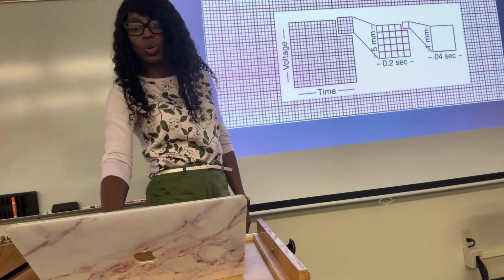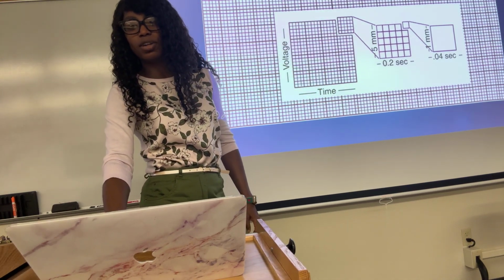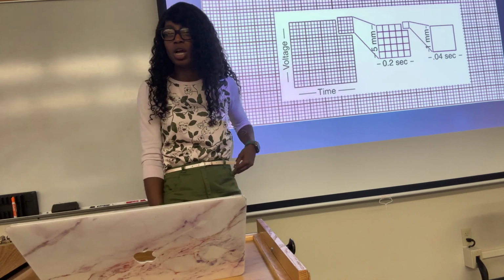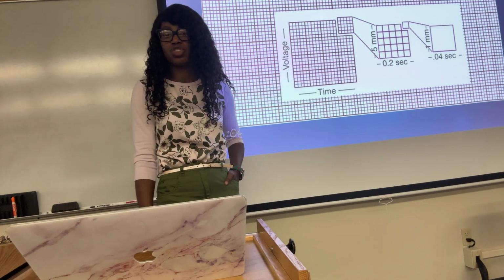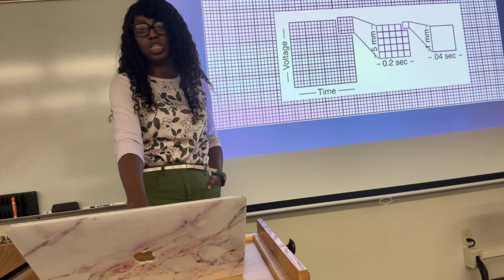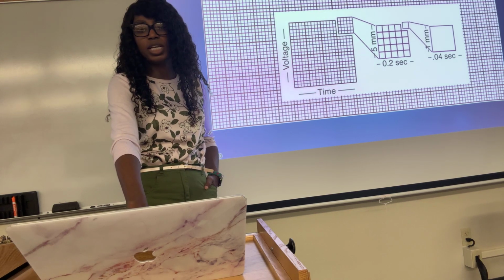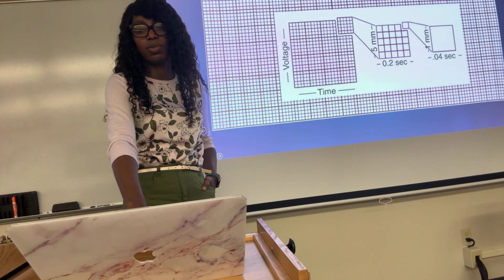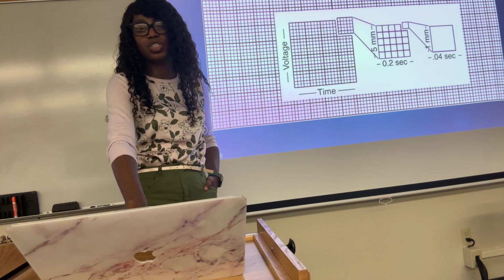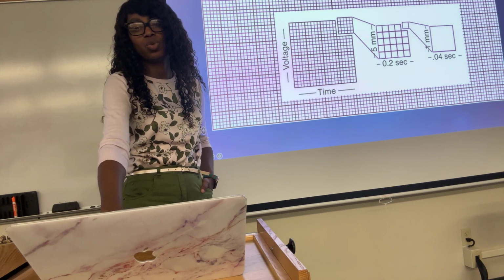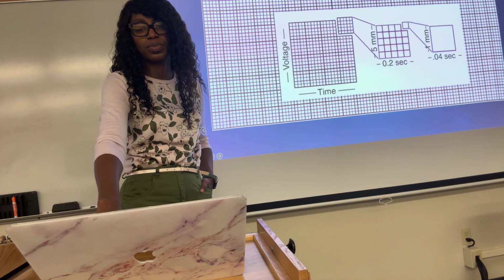Okay, so this illustrates the configuration of the ECG graph paper and where to measure the components of the ECG wave. Okay, so each small box, 1 millimeter in length, represents 0.04. And each larger square, 0.20 seconds.